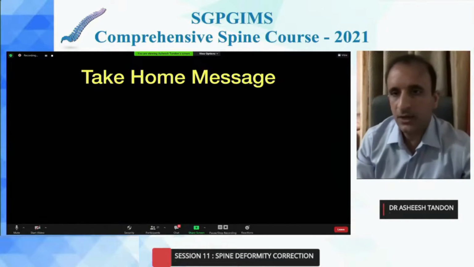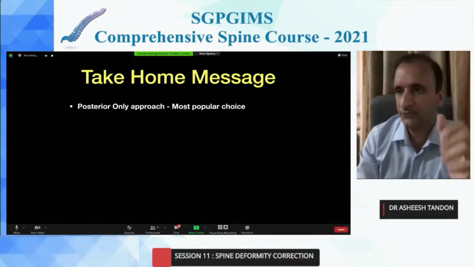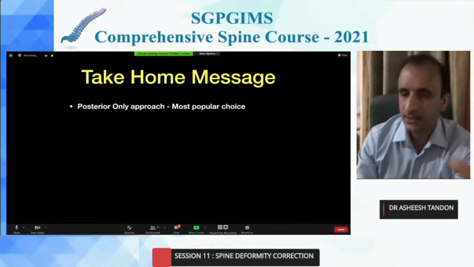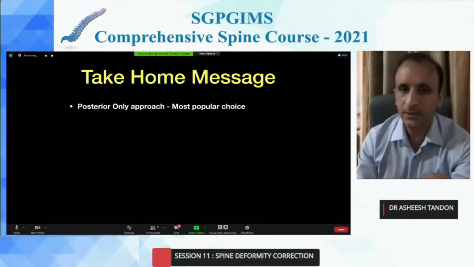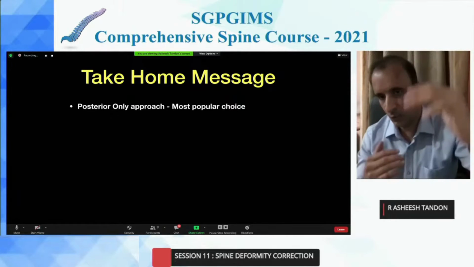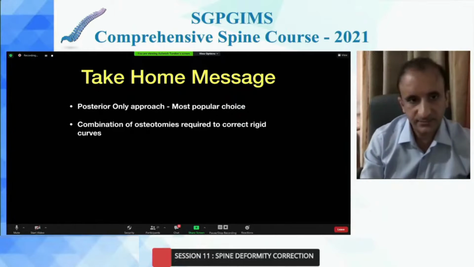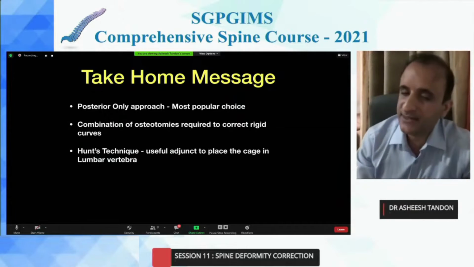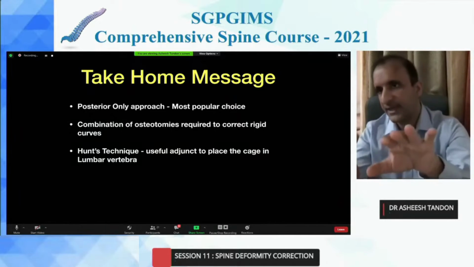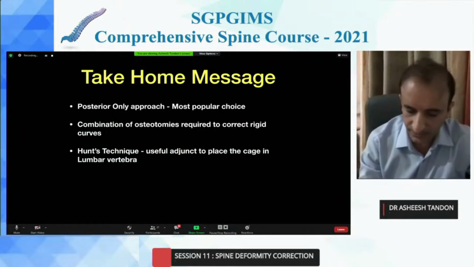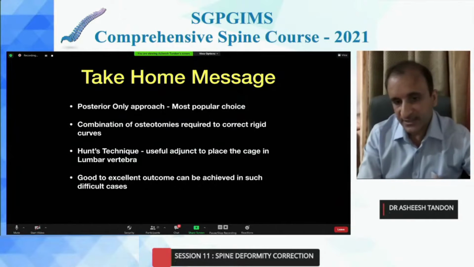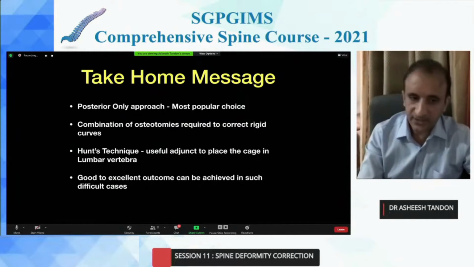So to quickly summarize, I prefer a posterior-only approach. The most popular approach I undertake, apart from PVCR, is Ponte osteotomy. If I am doing a PVCR, then for more rigid curves, I feel Ponte helps. Again, I would like to emphasize that I find in my practice the Harms technique, wherein you place the cage between the roots, to be a useful adjunct. And you can achieve good to excellent outcomes in pretty difficult deformities.